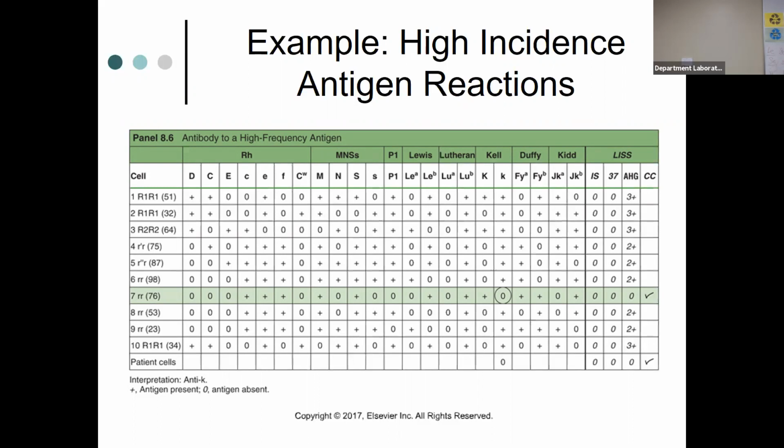And then you can also look at little e, all right? Little e is notorious, only one negative panel cell. Right, so that just goes to show 98% of the population is little e positive. Okay. So you can kind of gauge your antigen frequency by looking at the panel.